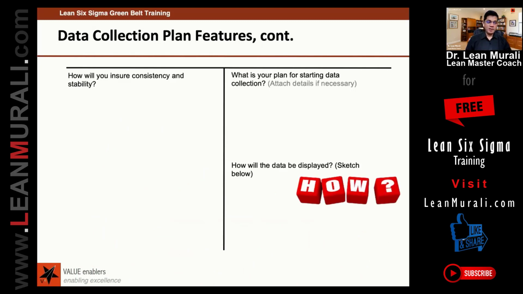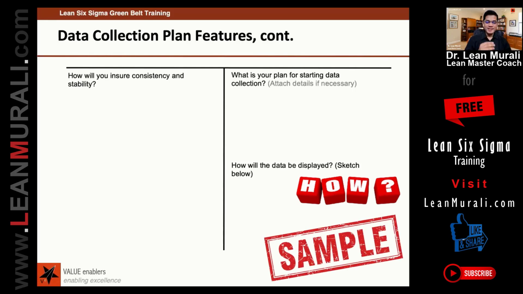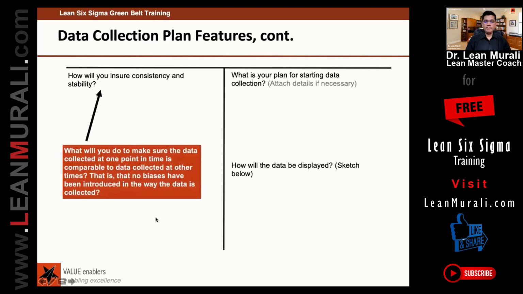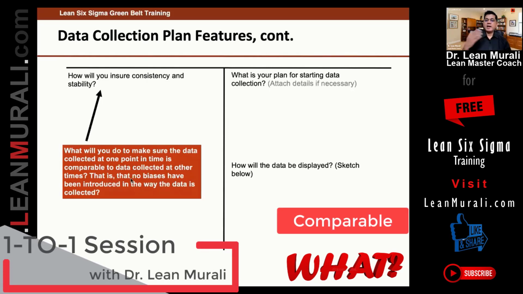For example, are you going to take when the product is coming continuously? Are you going to take 5 samples? Are you going to take 5 samples every half an hour or 1 hour, or what is it? So those things should be very, very clear. So what will you do to make sure the data collected at one point in time is comparable to the data collected at other times?